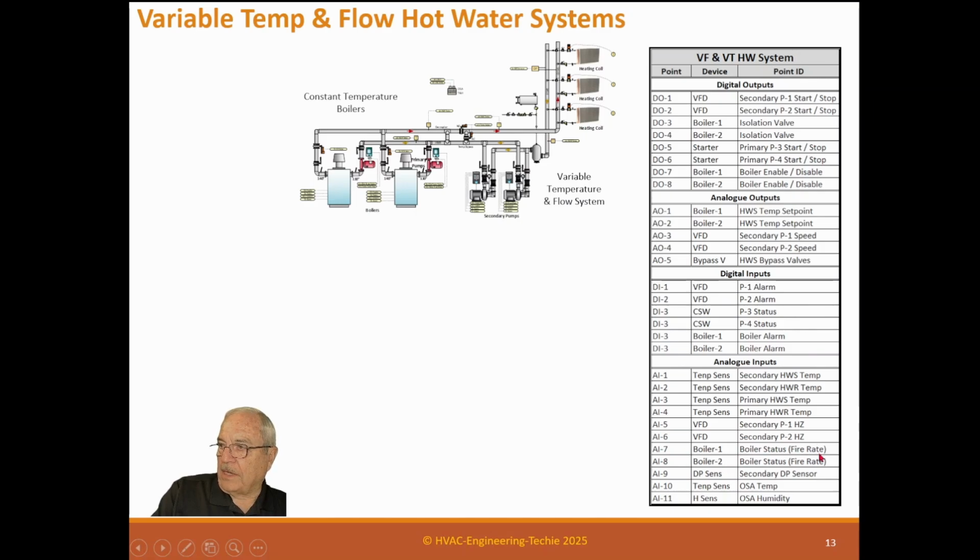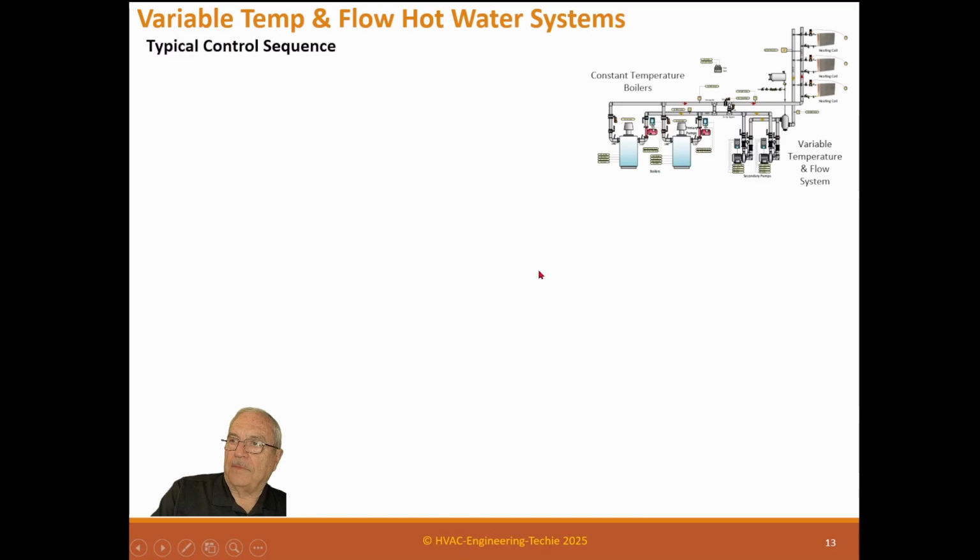AI7 is boiler 1 fire rate. AI8 is the second boiler fire rate. AI9 is a secondary DP sensor. So here's something new: we have a differential pressure sensor up here running these pumps. That's new. And then AI10 and AI11 are outside air temperature and outside air humidity. So similar to the others, a few more points. We know we have an extra boiler, so we added some points to it.